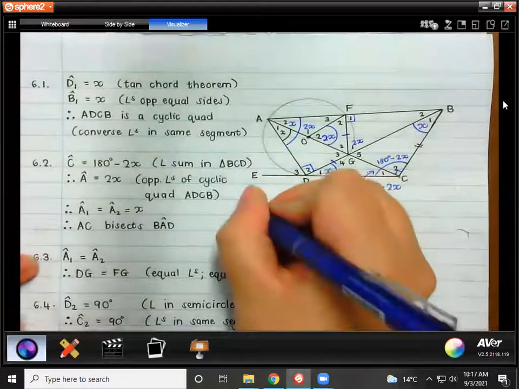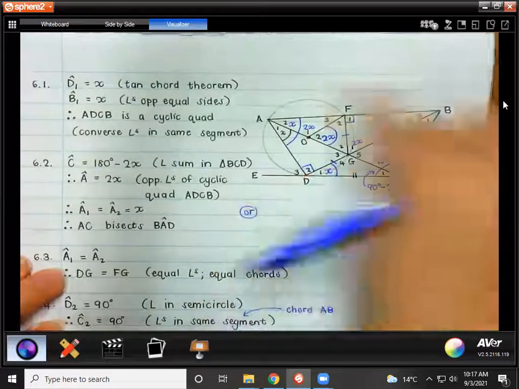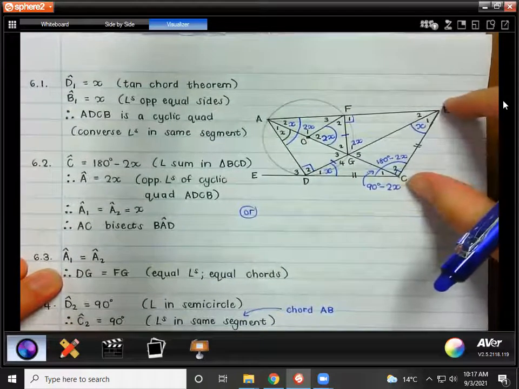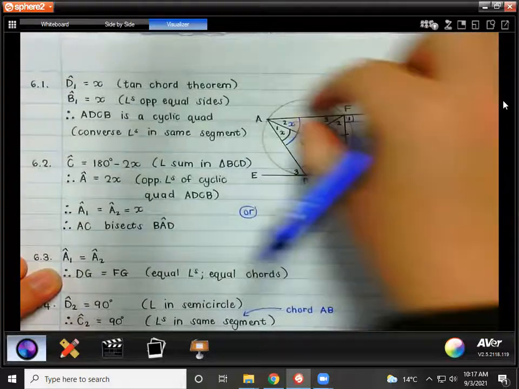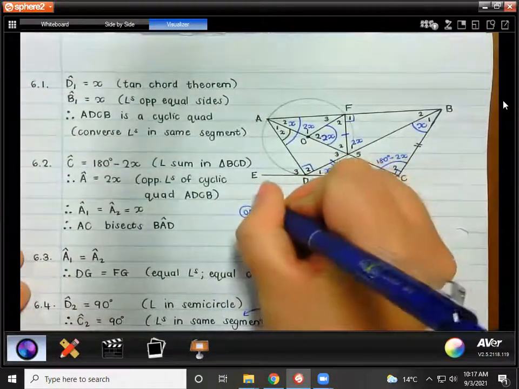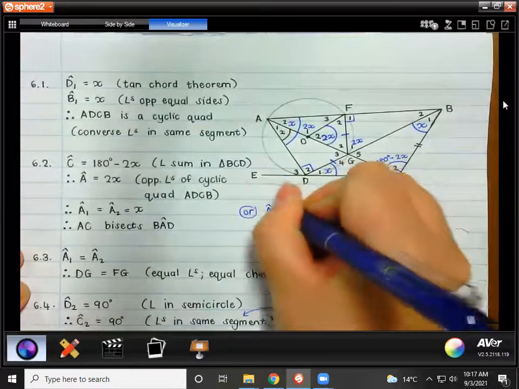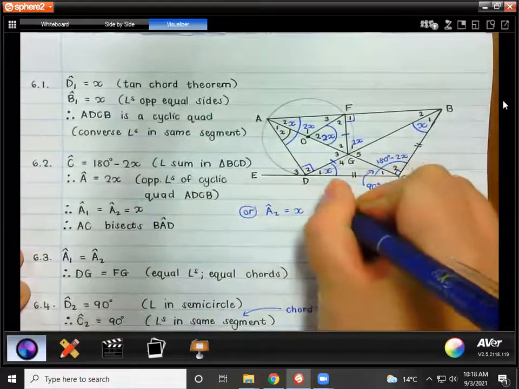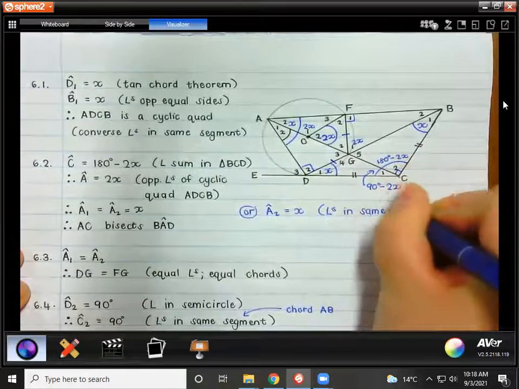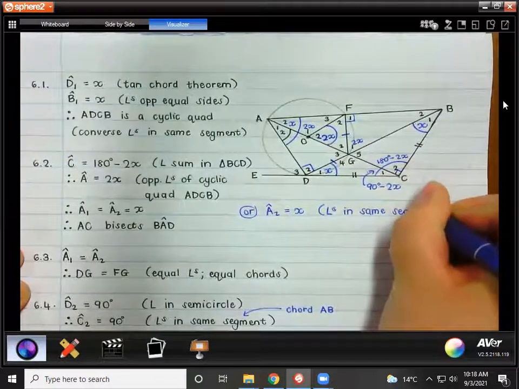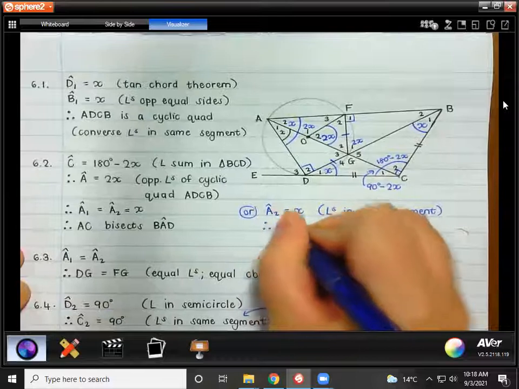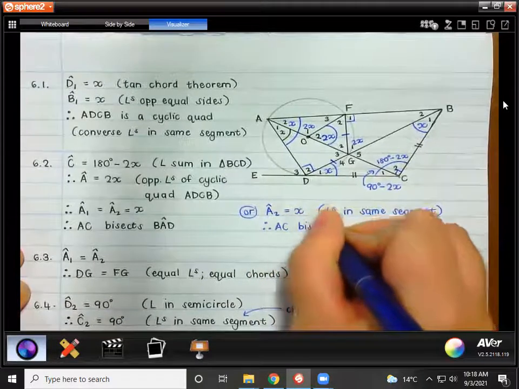Right. Well done if you saw that, guys. That's again using now the fact that this is a cyclic quad. We can now use that as a cyclic quad, and we have that D1 is X. So then A2 will also have to be X. Nice. Well done. All right. So A2 is equal to X, angles in same segment. Therefore, AC bisects BAD. Cool, that was then just a one-liner.